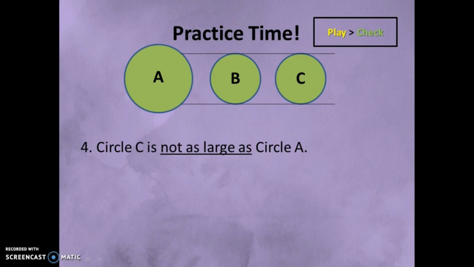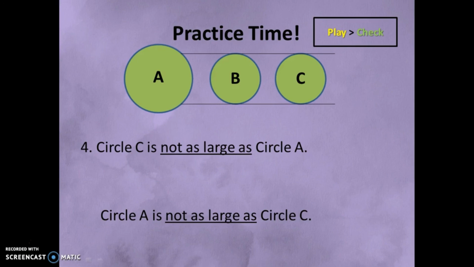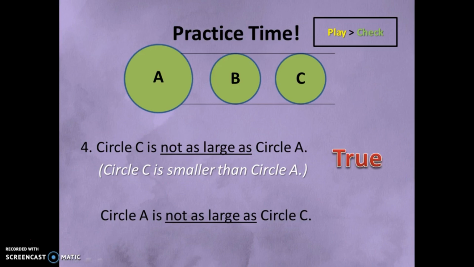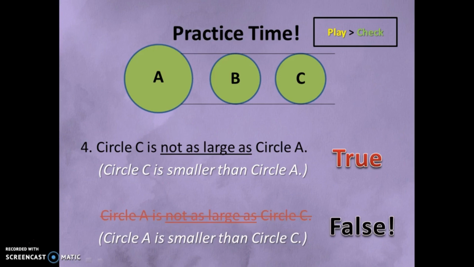Same thing happens with sentence 4. I can say circle C is not as large as circle A, but if I said circle A is not as large as circle C, I've got a problem there. Because remember, not as large as is kind of the same as saying smaller than. What I'm saying is circle C is less large than circle A, and that's true. But if I said circle A is smaller than or less large than circle C, that's not true, that's false.